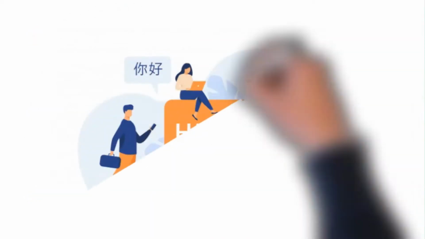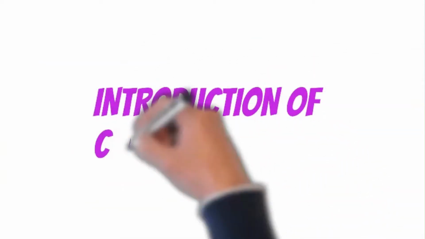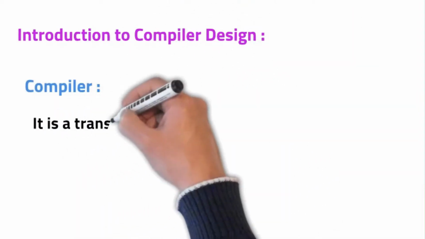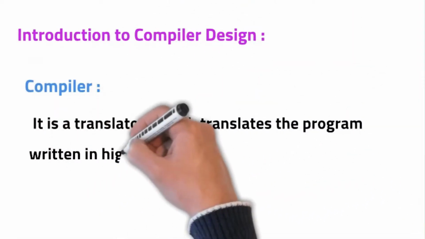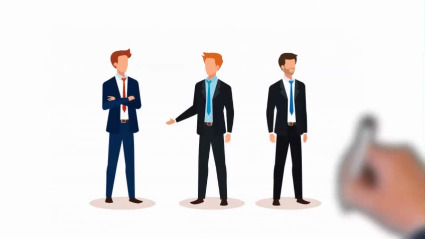Hello, out there. Here, we are going to learn about Introduction to Compiler Design. A compiler is a translator which translates the program written in high-level language source code to low-level language object code. In general, let us consider an example.